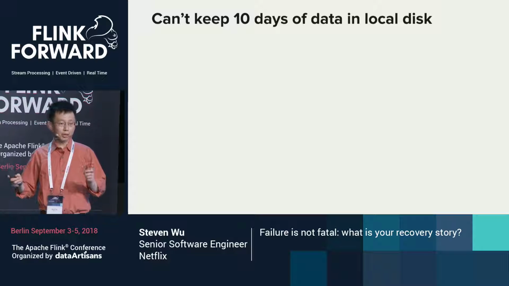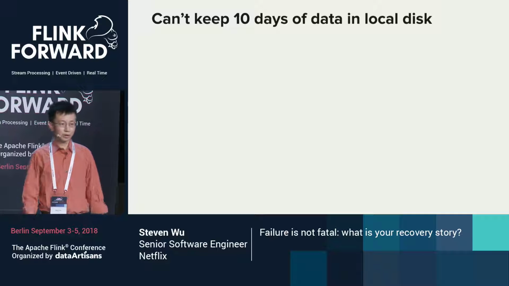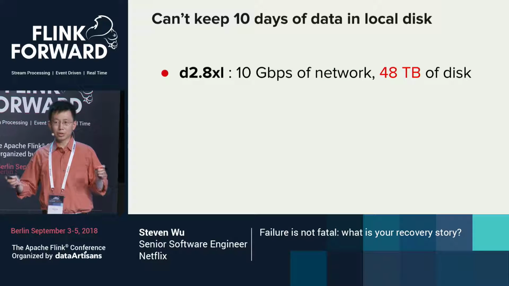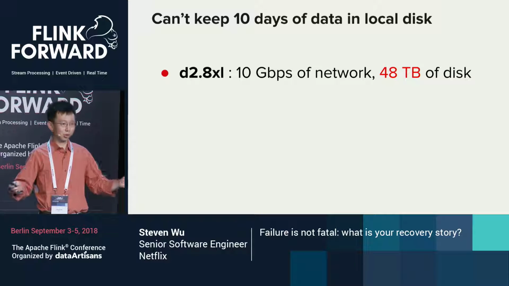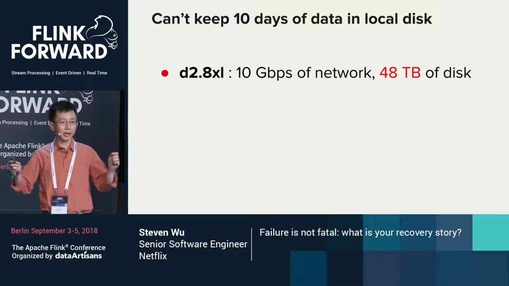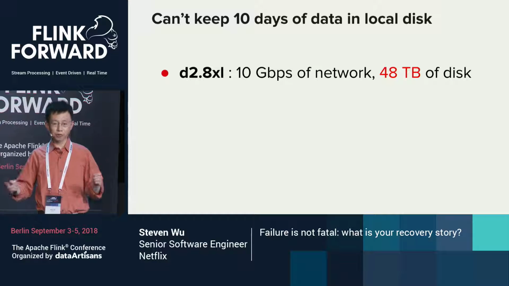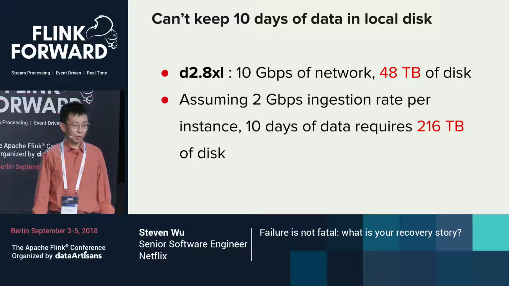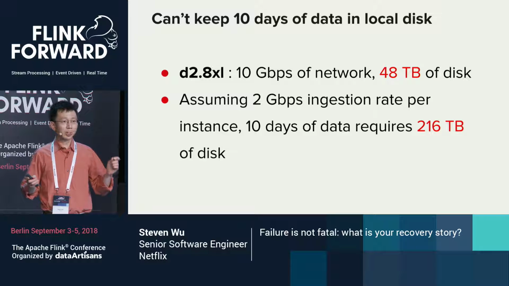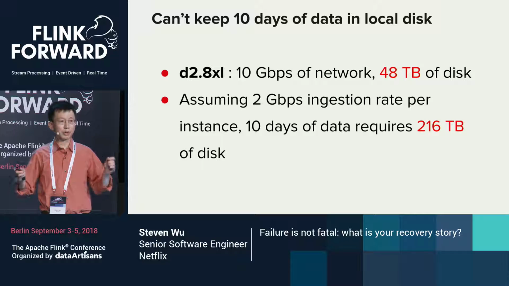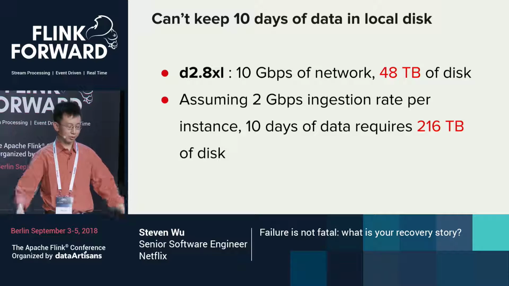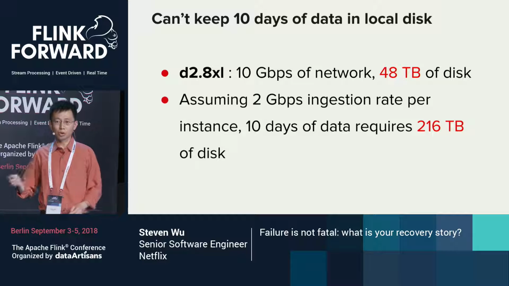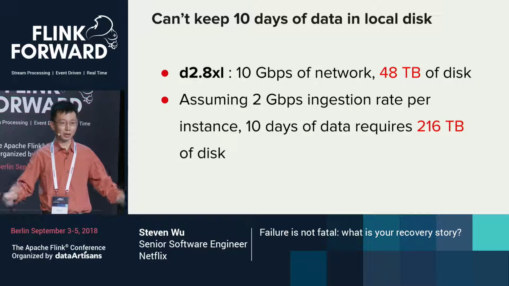It's very difficult to keep 10 days of data on local disk. In AWS EC2 offering, the D2 instance has the largest local disk. For example, the D2.8XL instance has 10 gigabits of network and 48 terabytes of disk. It's a lot of disk. If we assume a 2 gigabits per second ingestion rate per instance, this is about 20% of the inbound network bandwidth, so it's not that high. 10 days of data requires 216 terabytes of local disk. You can see it's very difficult to store 10 days of data on local disk.